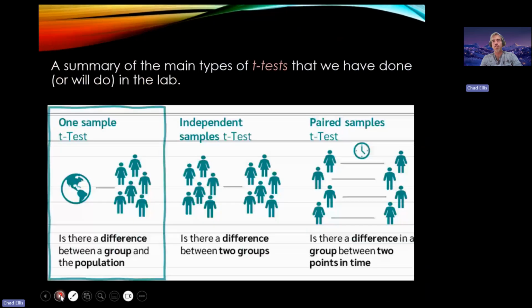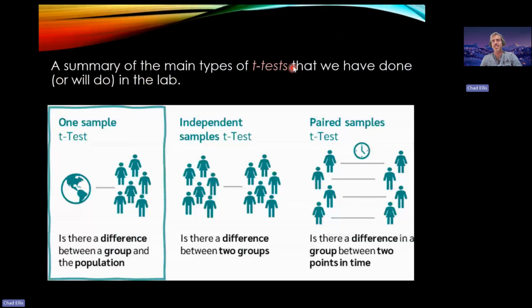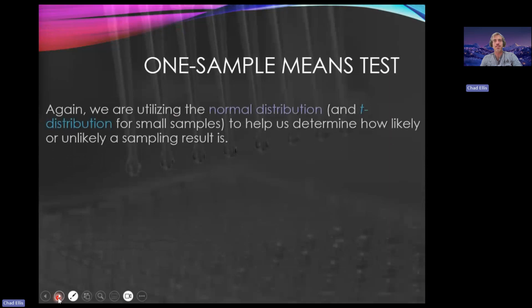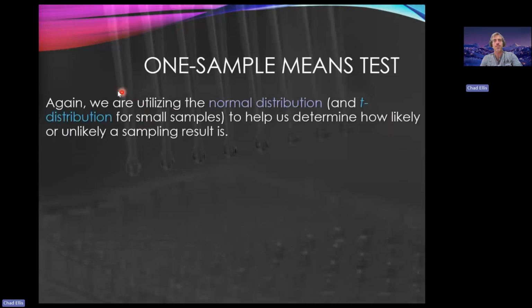So when we're dealing with small sample sizes, we're going to be doing t-tests. We're going to be doing 3 types of t-tests in this class. The first one is going to be the one sample t-test. Then we're going to move on to the independent samples t-test, and then the paired samples t-test. So let's get back to the one sample means t-test. Again, we can either use a normal distribution or a t-distribution if we have a really small sample to determine whether our sample belongs to a larger population or not.